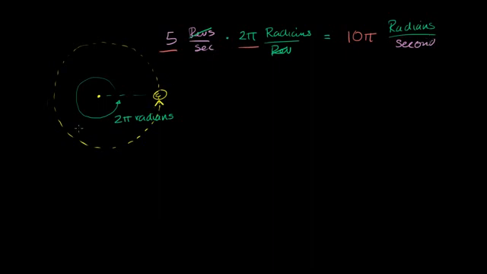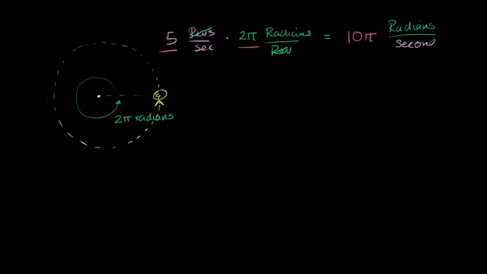If you're doing 5 revolutions a second, each of those revolutions is 2 pi radians, so you're doing 10 pi radians per second. You're just going 1, 2, 3, 4, 5. Every time, 2 pi radians, and you're doing that 5 times in a second. So you're doing 10 pi radians per second. So this right here, either 5 revs per second or 10 pi radians per second, they're both essentially measuring the same thing. How fast are you orbiting around this central point?